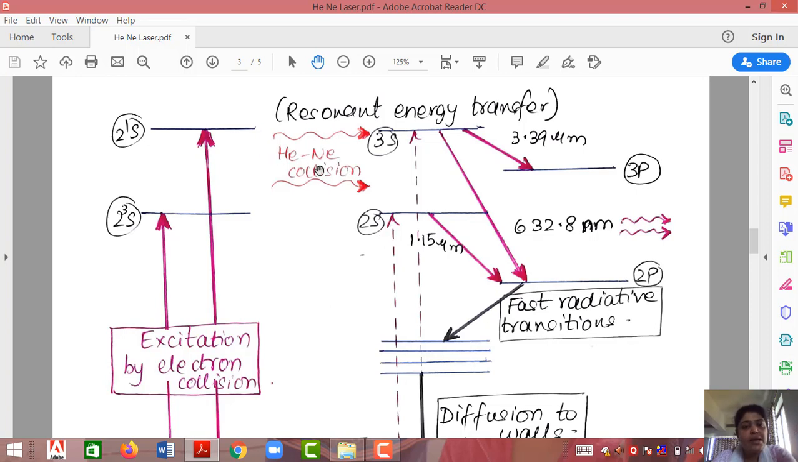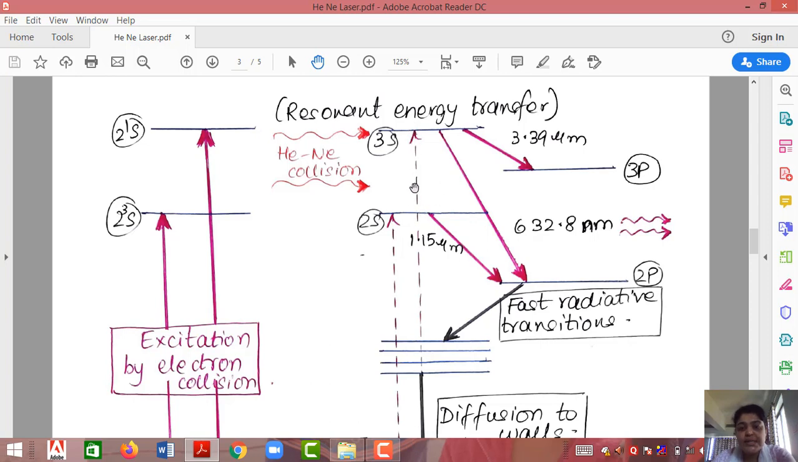You know why the helium and neon combination is used? Because the excitation energy of both the gases is almost the same. So this excited band which is formed is common for helium and neon, and that is the reason a combination of helium and neon is used. So the first step was excitation of helium. Now this helium has excited neon atoms, which are respectively moving to 2s and 3s.